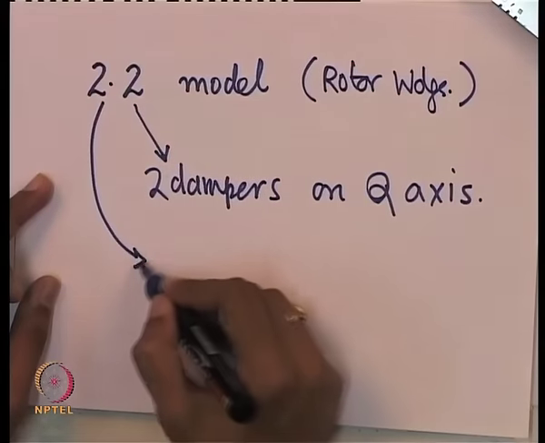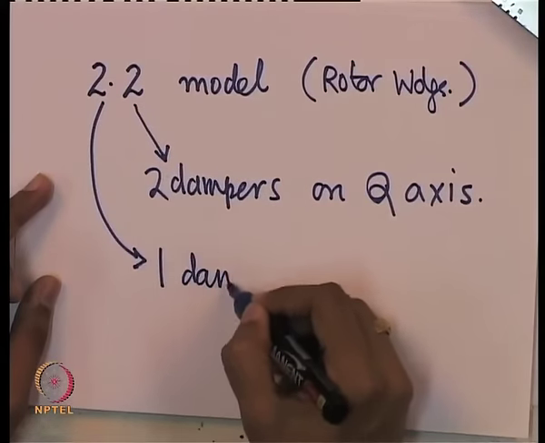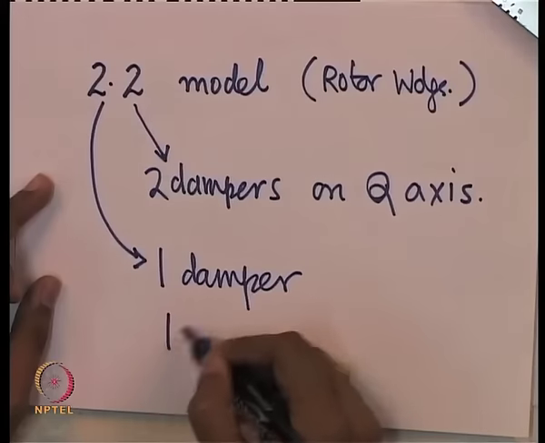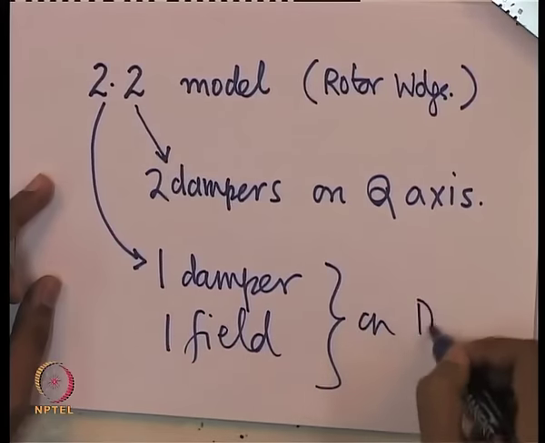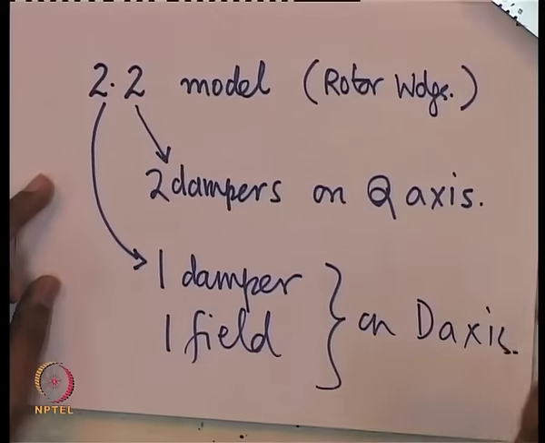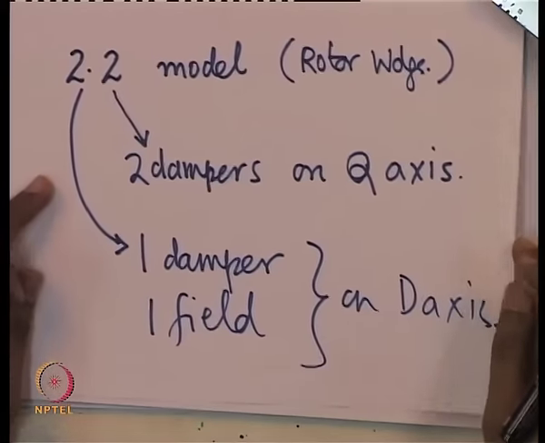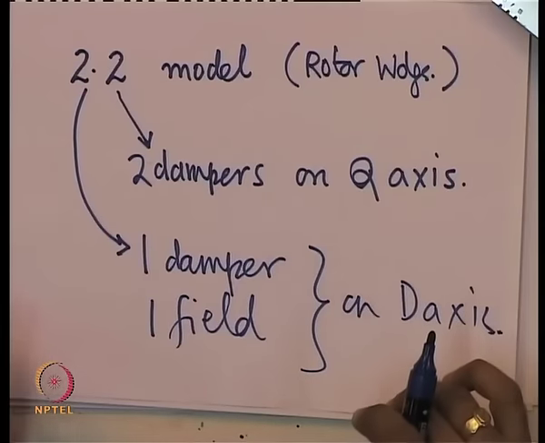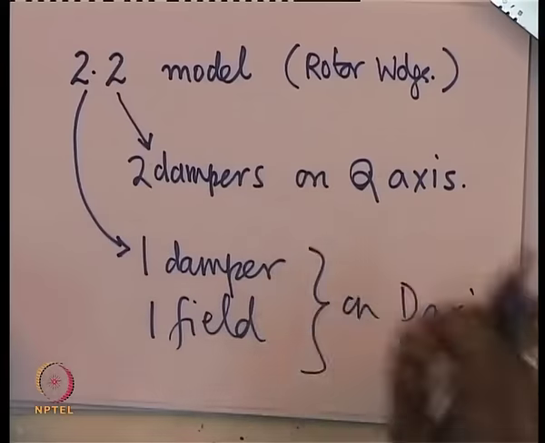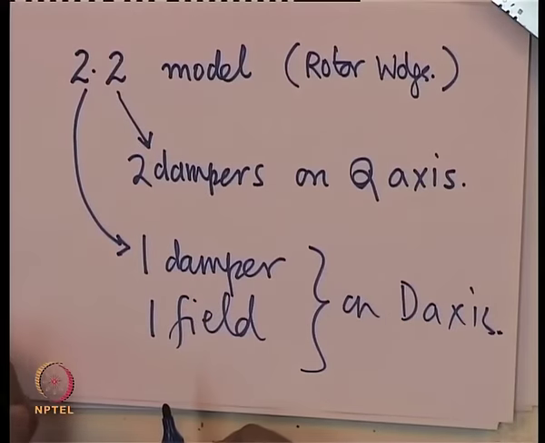and one damper winding and one field winding on the D axis. Okay. This is a fairly detailed model. It is quite a respectable model to use, especially for steam turbine driven generators. Okay. Round rotor generators, normally we would use such a full blown model.